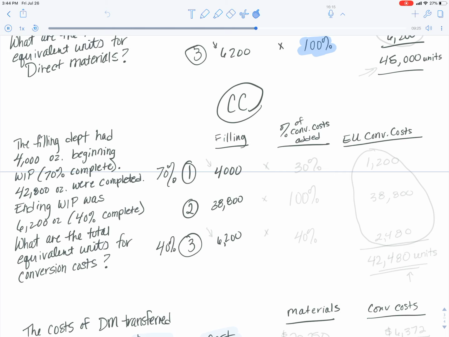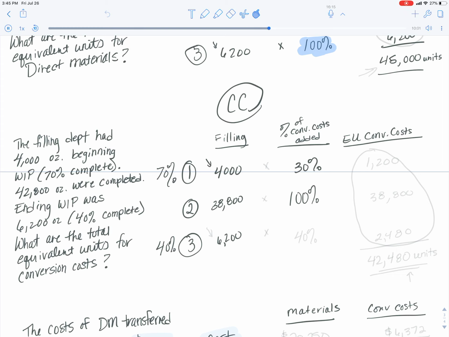So let's talk through that. Because if group 1 was beginning work in process, that means it was 70% complete last period, how much more needs to be completed this period? That means 30% more of the costs are left. So that's group 1. Group 2 started and completed this month, so 100% of those direct labor and overhead, the conversion costs, are going to be added this month.